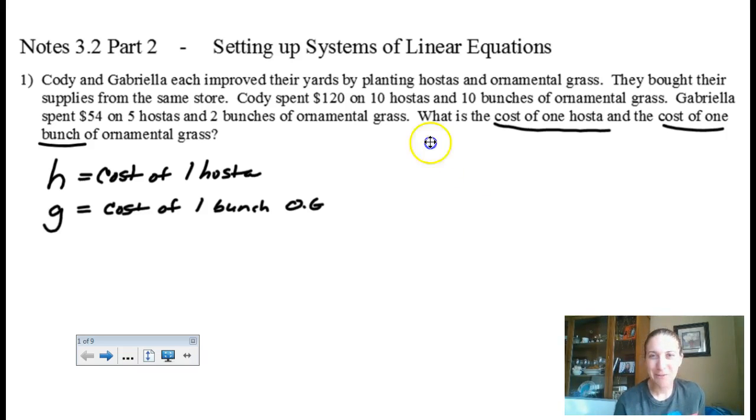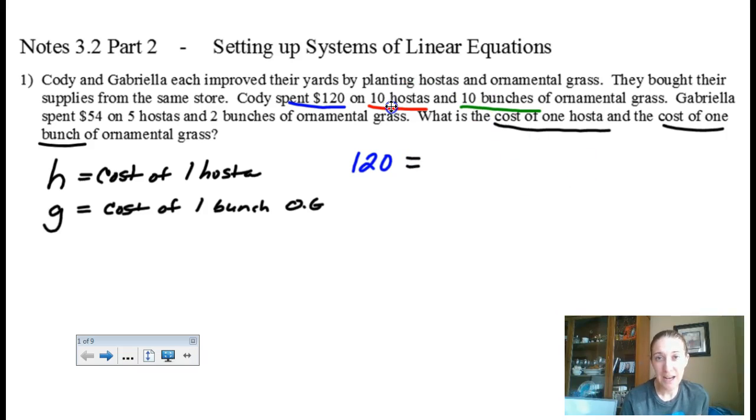So let's filter through our information here. Let's talk about Cody. So Cody spent $120. Cool. And he got 10 hostas and he got 10 bunches of ornamental grass. So those are the 3 clues I know about Cody. And then Gabriella has 3 similar clues. So that right there tells me that Cody is going to be his own equation and Gabriella is going to be her own equation. So $120 is the total. That would make sense for me to say that that is the end of the equation. And it's going to set up like that.